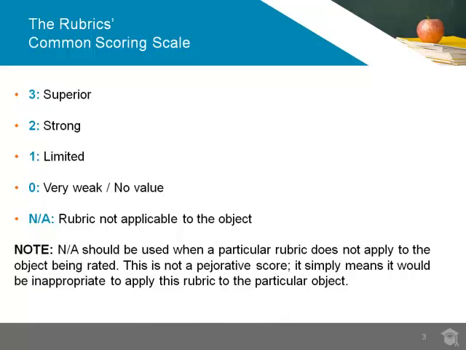A 3 rating means the object is superior in that specific area. A 2 means it's strong. A 1 rating means it is limited. And rating an object 0 means it is very weak in that specific area of quality.